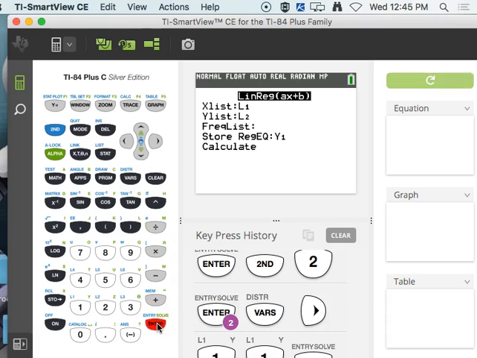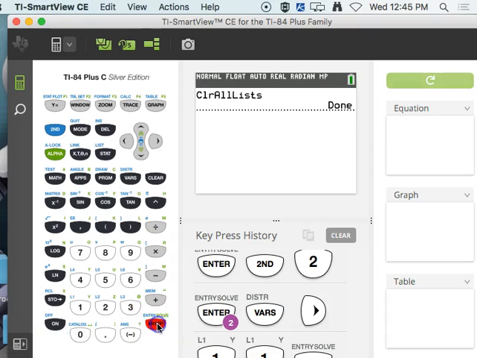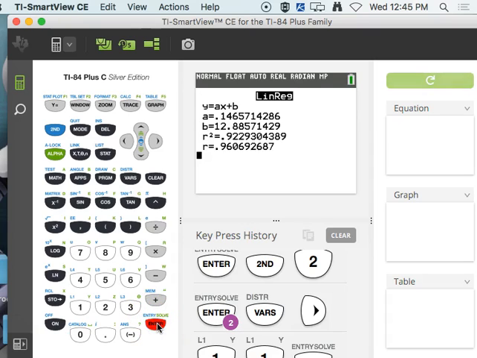With the old calculators, if you just hit enter, it'll do that regression. And hit enter. So there's our line of best fit for the New York data. Y equals 0.1465 blah blah blah, x plus 12.88571429. Now, I don't know about you, but I don't like having to write down all of those decimals, and we won't have to.